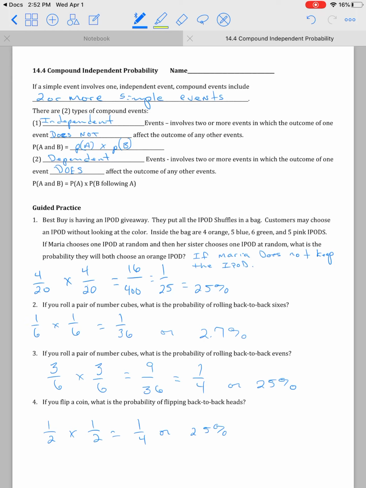Today though, I think we're going to stick with independent events. So the first item or first event does not affect the second event.